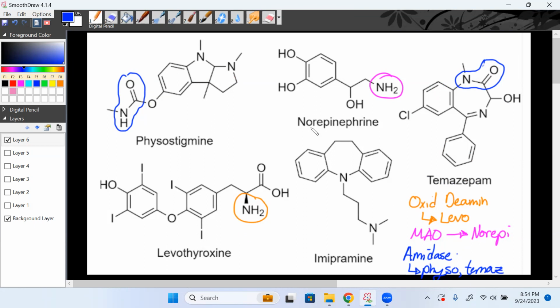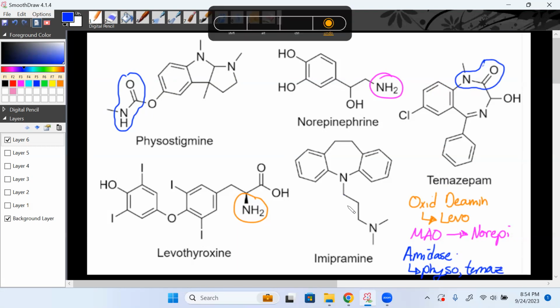Why does imipramine not get metabolized by amidase? What functional groups does it have? Yeah, exactly. There's no carbonyl. There's no C double bonded to an O. It would be different if we had something like this. Then it could, but imipramine does not.